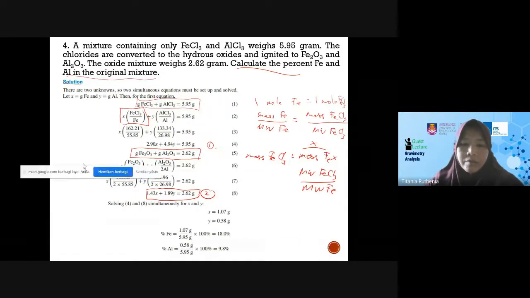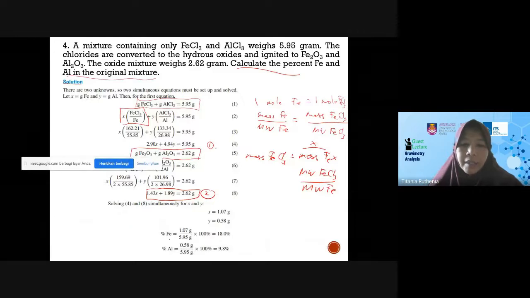So we get percent Fe equal to 1.07 gram divided by 5.95 gram, which is equal to 18%, and the percent of Al. So from the original mixture, the original mixture is this one, 5.95 gram. So it becomes 9.8%.